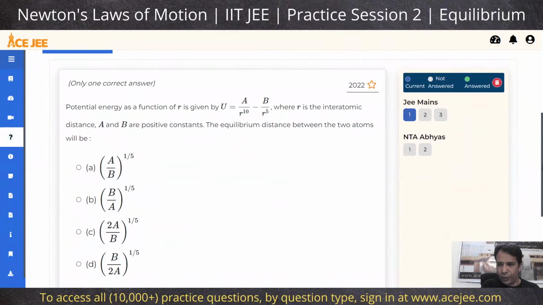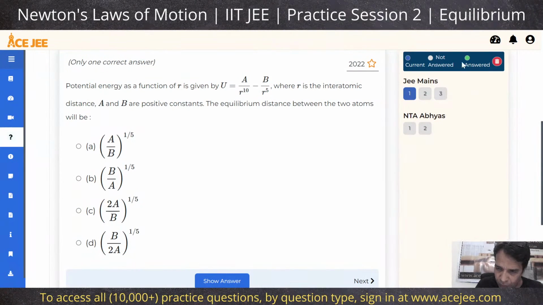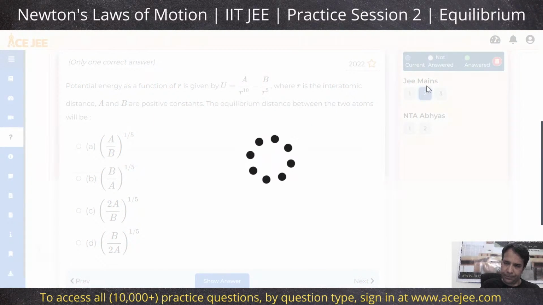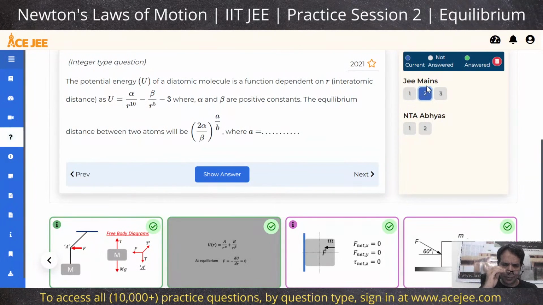So we'll do just one more problem of this and then we'll move on, because the rest is pretty much the same. From 2021. So it says the potential energy U of a diatomic molecule is a function dependent on r, as U equals this, where alpha and beta are positive constants. The equilibrium distance between the two atoms will be this much, where A is 1.